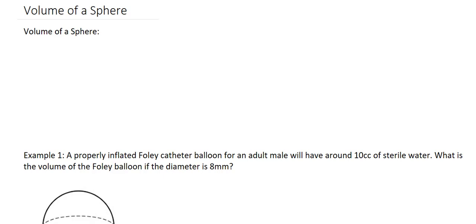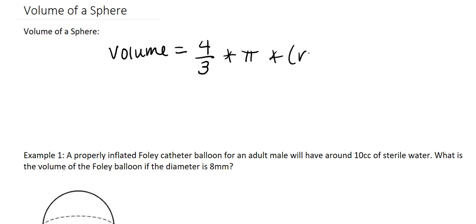Volume of the sphere. The formula looks like this: volume is equal to 4 over 3 times pi times the radius cubed. So we have a fraction that we're always going to have, and we're always going to have pi, that constant. The only number that can change in different examples will be the radius. That's the only thing you're going to put in differently.